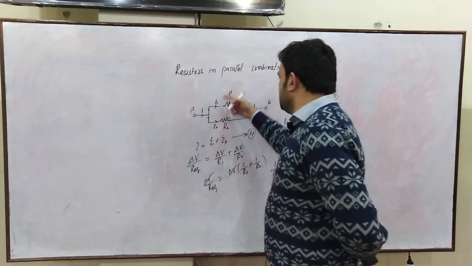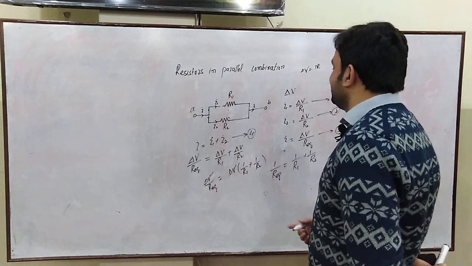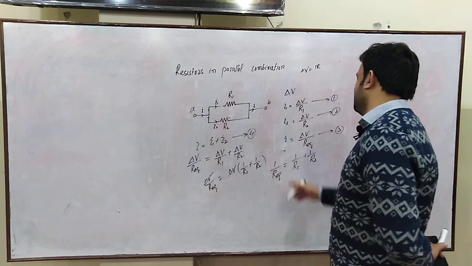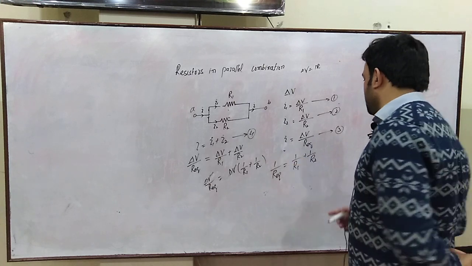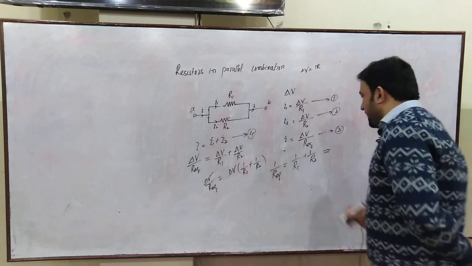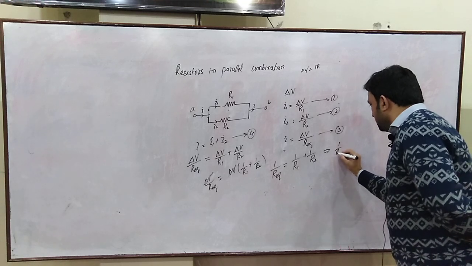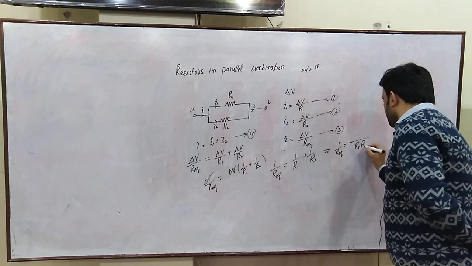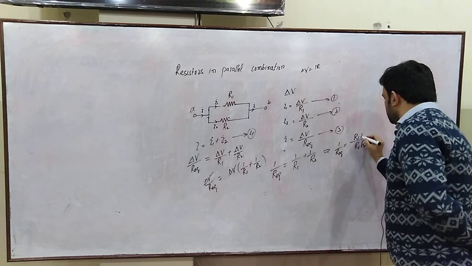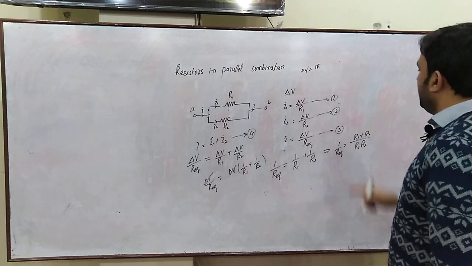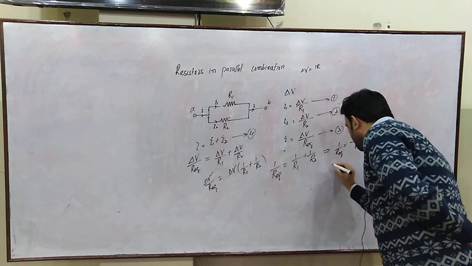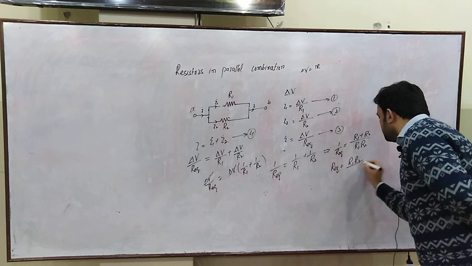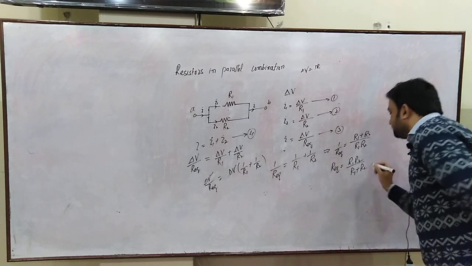the sum of the reciprocals of these resistances which are in parallel combination, equal to the reciprocal of the equivalent resistance here. So you can see in this equation. Now again I can modify this equation: 1 over R equivalent, I will take the LCM of R1 and R2. Now again taking the reciprocal of this equation, R equivalent is equal to R1 into R2 divided by R1 plus R2.